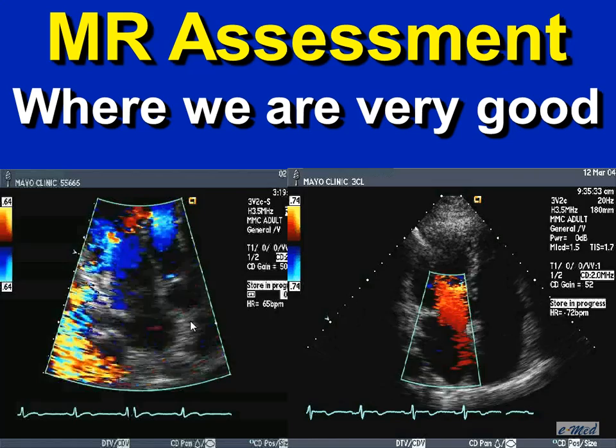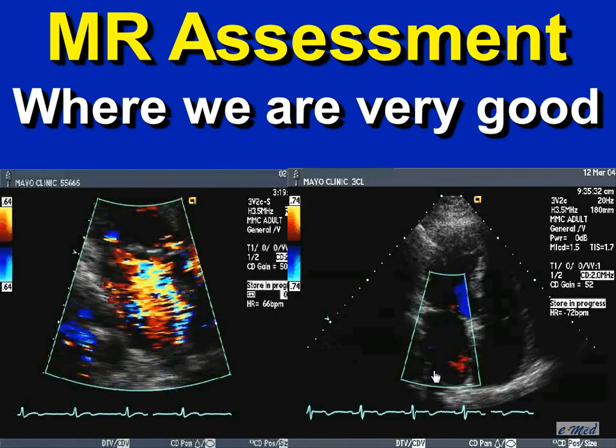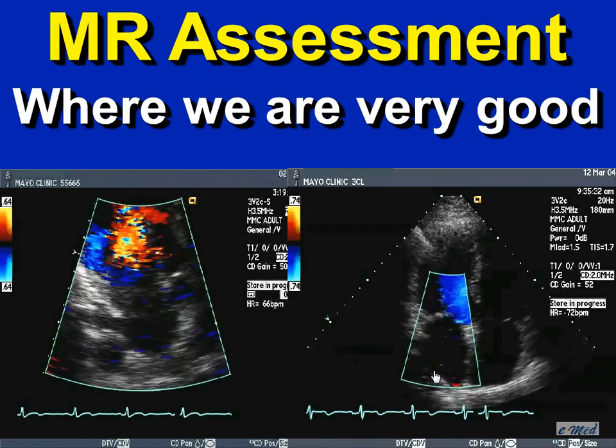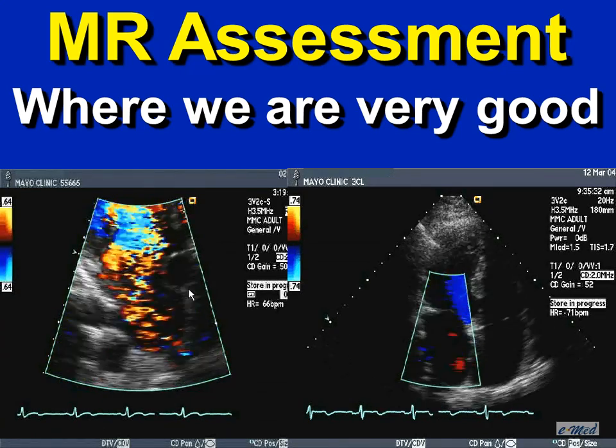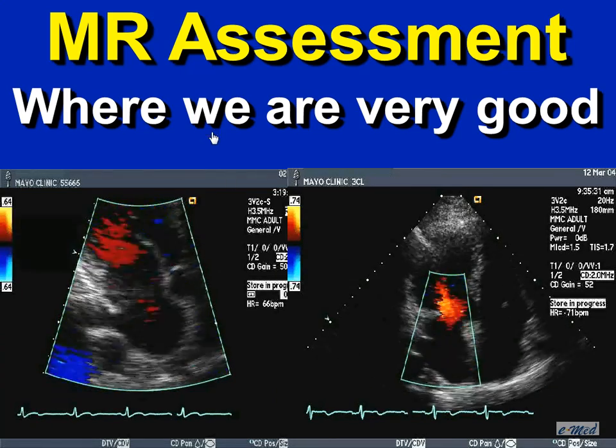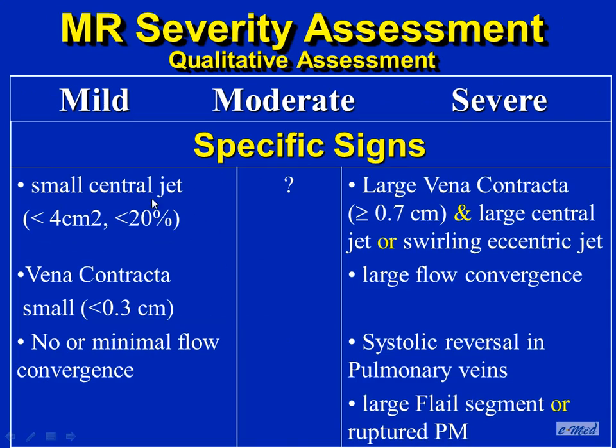The thing that we're really good at is when there is no MR. When there is none, we're absolutely outstanding. When there is some, it's a little bit more difficult. I have summarized the guidelines here, but it is true that if there is just a little bit of MR, then the small jet is in general accurate. Just a little bit of MR, we're capable of recognizing that.